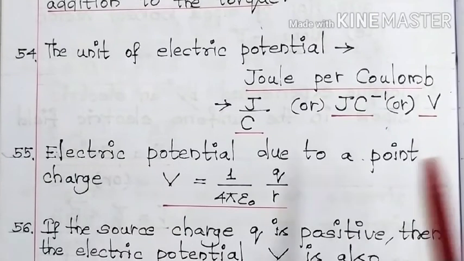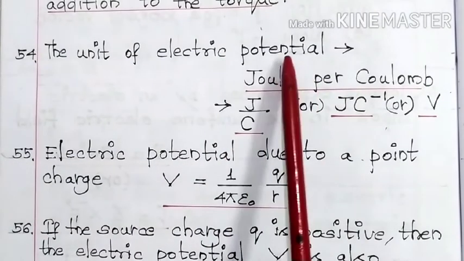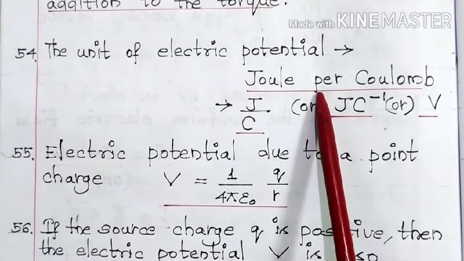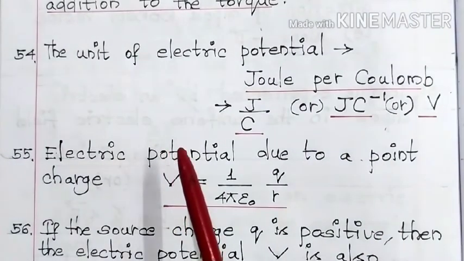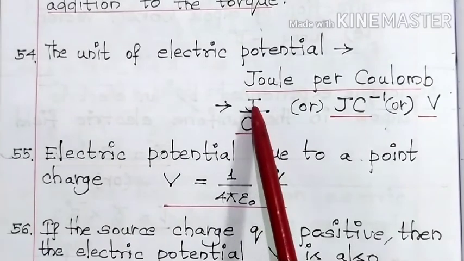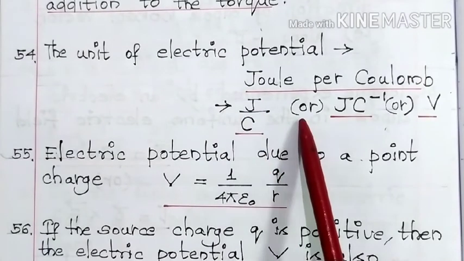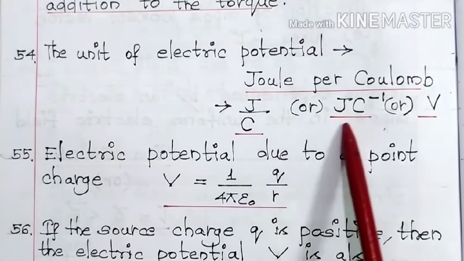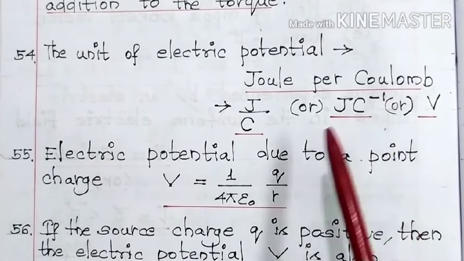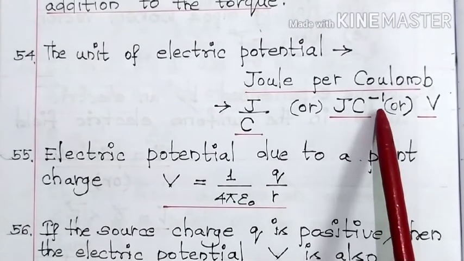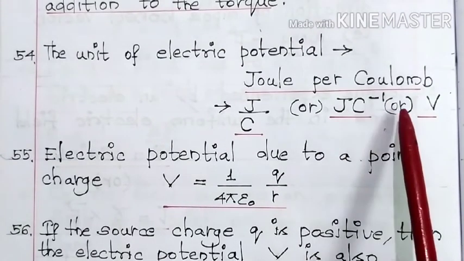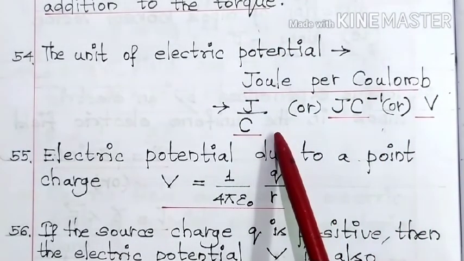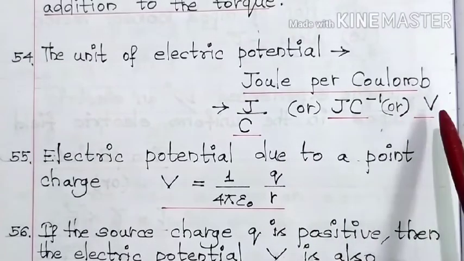The next point is the unit of electric potential, joule per coulomb. That is joule divided by coulomb. If the C power 1 goes this side, it becomes C power minus 1. So joule per coulomb. This joule per coulomb is equal to volt. So the unit of electric potential is joule per coulomb or volt.